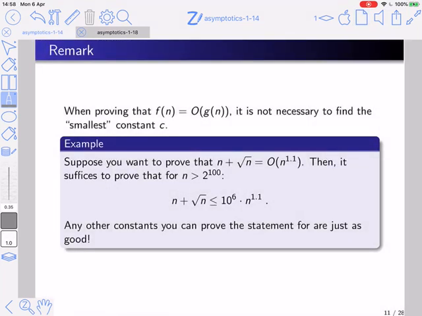I want to make an important remark that if you are asked to prove that f is big O of g, it is not necessary to find the smallest constant. For example, suppose you want to prove that n plus square root of n is big O of n to the power of 1.1. It would suffice to prove that for n, which is, say, greater than 2 to the 100, n plus square root of n is less than 1,000,000 times n to the power of 1.1. These constants, 2 to the 100 and 1,000,000, are not really important. Any other constants you can prove the statement for are just as good.